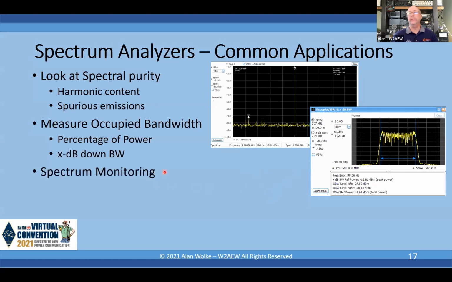Of course, spectrum monitoring, that's what the pan adapter is in your spectrum on your rig and your software-defined radios. That's purely just spectrum monitoring, and you get the benefit of a waterfall display and things like that to show the history of what was going on with the spectrum over time.